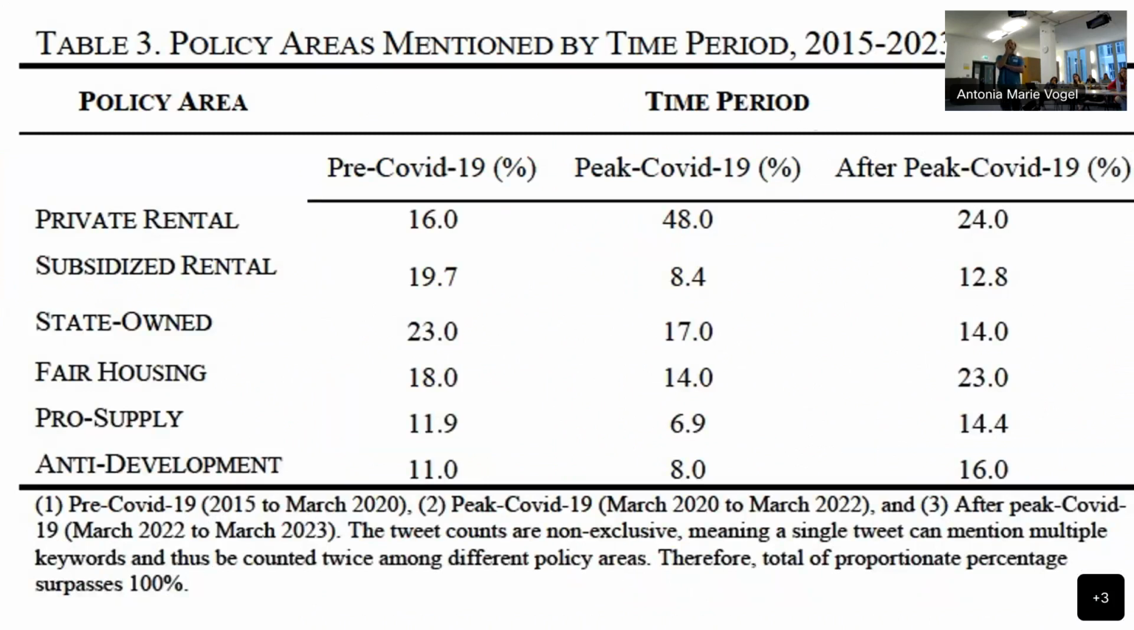Okay, so now we're going to look at the time periods a little bit. So before COVID, you see public housing actually as the largest bucket and subsidized quite a bit larger than it is later, right? Then when COVID comes in, private rental market regulations massively overtake and then still remain at the top after COVID.